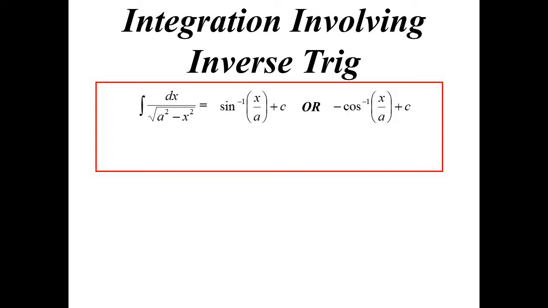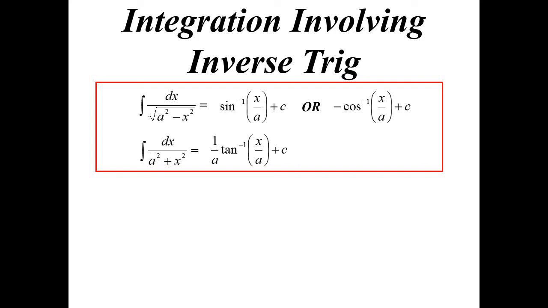Mind you, it could also have been minus the inverse cos. So your choice what you want to make it. It just means the constants would be different depending on which one you pick. And if it's the a squared plus x squared one, got to be careful for this one, because you'll actually end up with 1 over a. Because remember, when we differentiated that one, we ended up with a over a squared plus x squared.